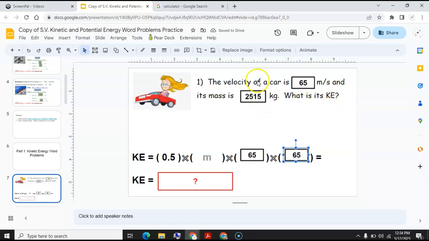Now we have the mass, which is the other one I need to do. Wherever I see kilograms, I know that the number in front of that is my mass. So I'm going to plug that in here. So this is the math I have to do. 0.5 times 2,515 times 65 times 65. Go ahead and do that on a calculator.